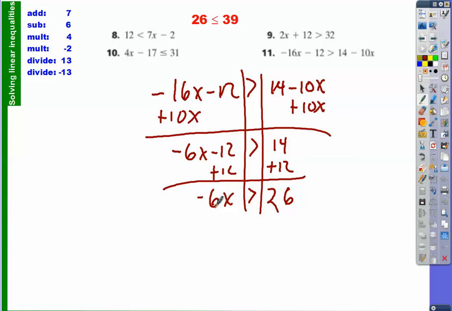So now I'm multiplying x by a negative. So the opposite is dividing by negative. Divide by negative. And remember our new algorithm: when you divide by or multiply by a negative, the sign will have to flip. So I get x is less than negative 4 1/3.